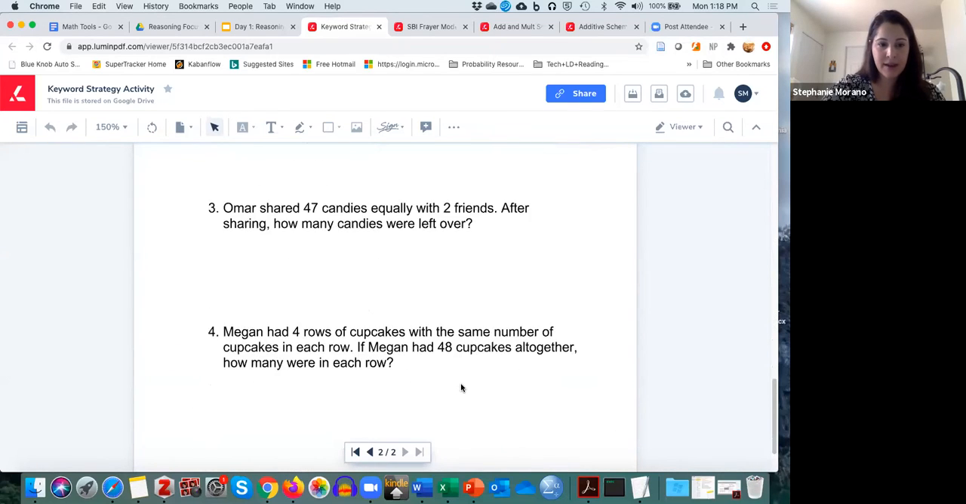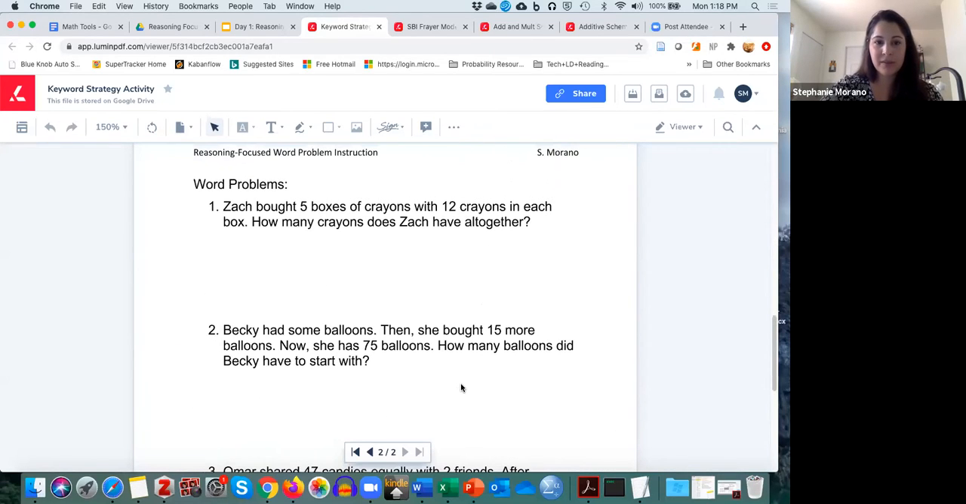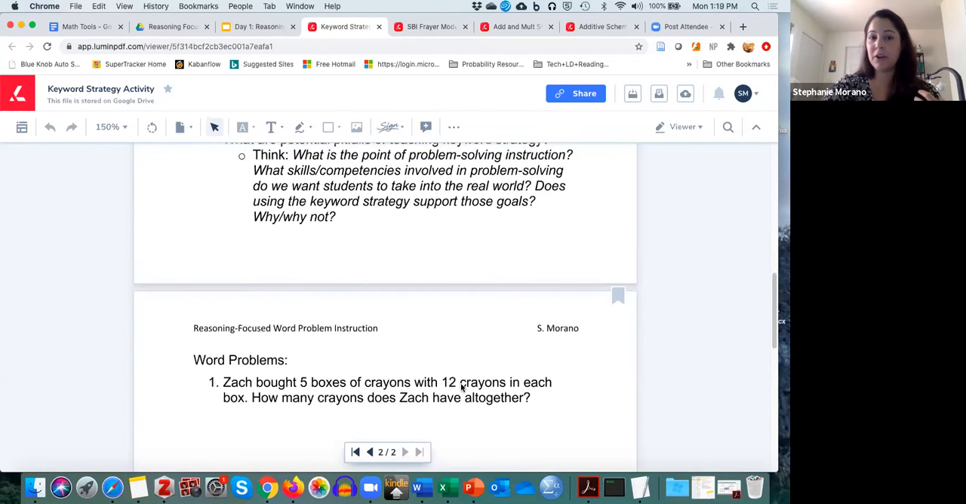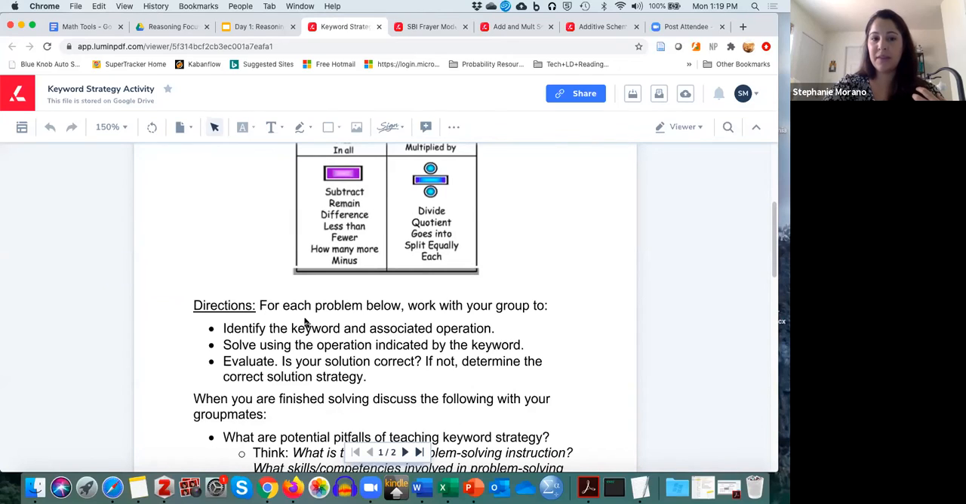So you've got 4 word problems listed here that you're going to talk through and solve with your group, again, using the keyword strategy. So find the keyword, determine which operation that keyword is telling you to use, go ahead and use it to solve, and then evaluate. Were you right? Did you make a mistake? What would have been the correct way to solve it if it was incorrect? Okay, so I'm going to send you into breakout rooms here.